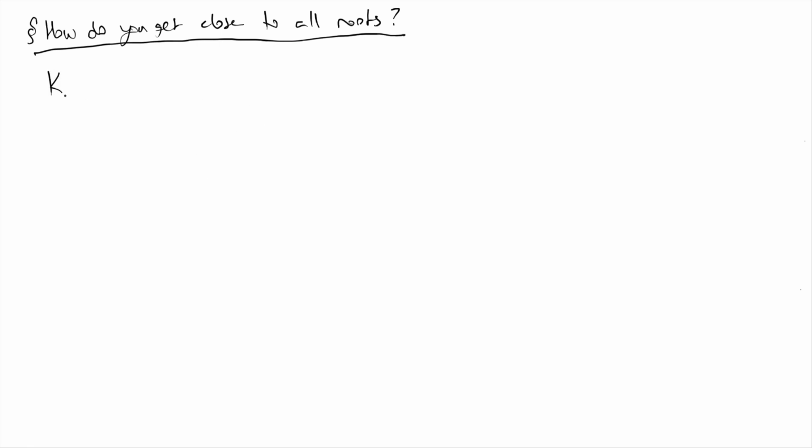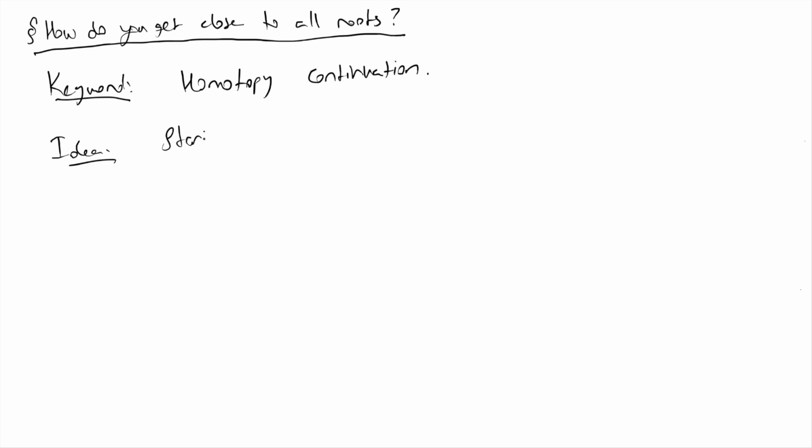So first, let me give you the keyword. The keyword is homotopy continuation. It's all the rage these days. It's very successful in solving even huge polynomial systems. And the point is that you start by solving a different polynomial system. And this, by the way, could work also with a single polynomial. We can talk about polynomial systems, but maybe for simplicity, let's talk about a single polynomial with a single variable.